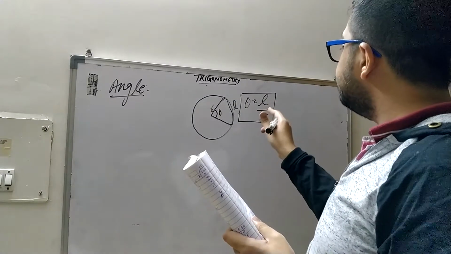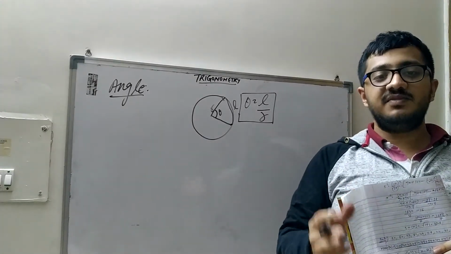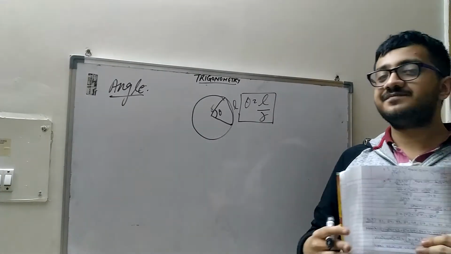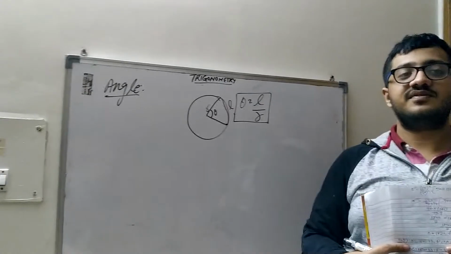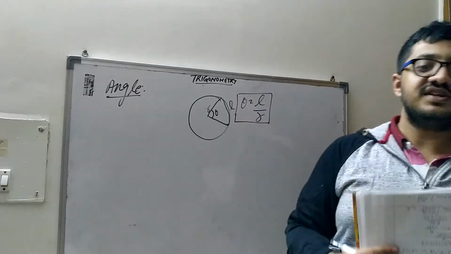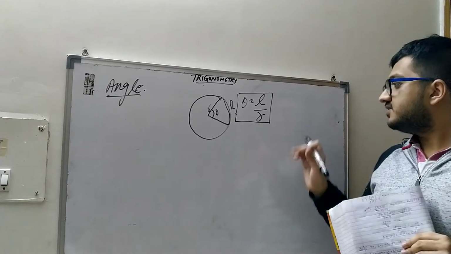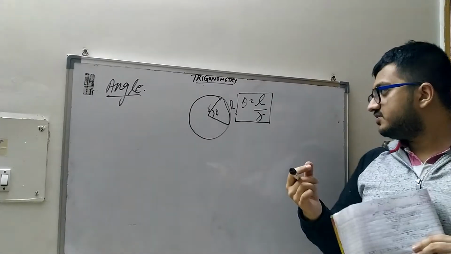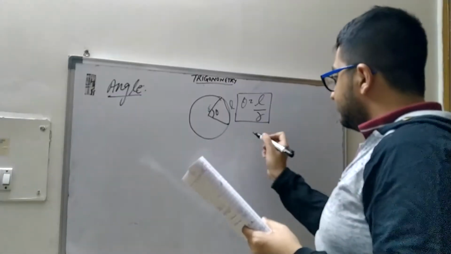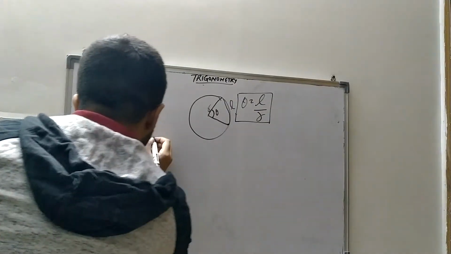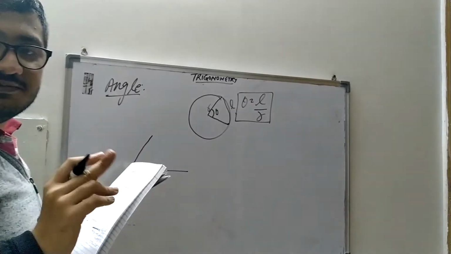So if we want to find angle theta, we use the formula L by R. Students, we have studied this formula in class 10, and derived it in the chapter Areas Related to Circles and sectors, so this is the formula to determine the swept angle theta: L by R. Sorry students, my drawing is not very good.